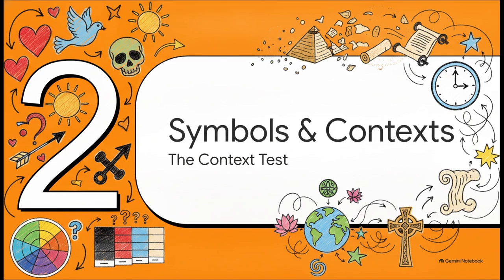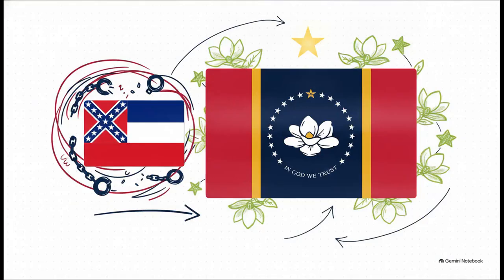Moving right along to Section 2, Symbols and Shifting Contexts. Let's call this the context test. So beyond just arrangement, creators lean heavily on colors and symbols. But here's the thing. They don't have fixed universal meanings. How we interpret them shifts wildly depending on our cultural and historical context. A really clear example of this is the story of the Mississippi state flags. On the left is the flag adopted in 1894, and on the right is the flag adopted in 2021.